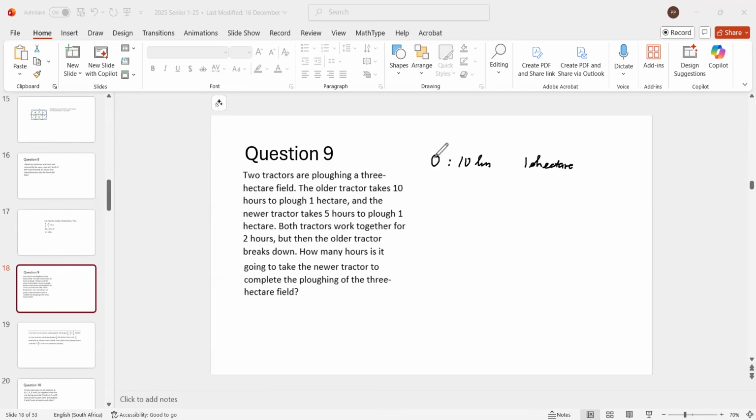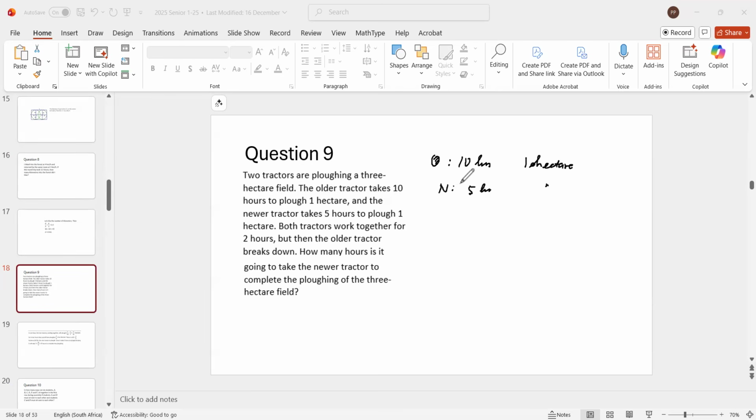Maybe you shouldn't call it that. Oh, it looks like a zero. Okay, let's do that. And the new tractor takes 5 hours. Now both tractors work together for 2 hours.